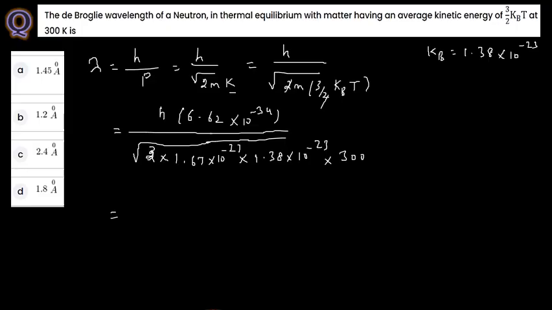If you couldn't get this one, just post a comment on this. I will explain that separately, depending on your doubt. You just ask me, I will tell you. So here the answer is 1.45 into 10 power minus 10 meter. That is 1.45 angstrom. So the answer in this case is this one.